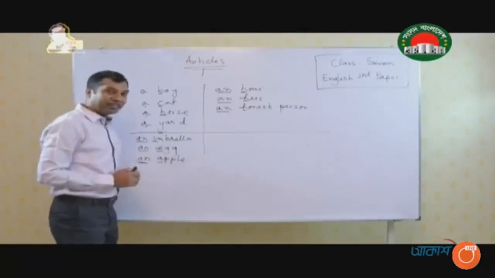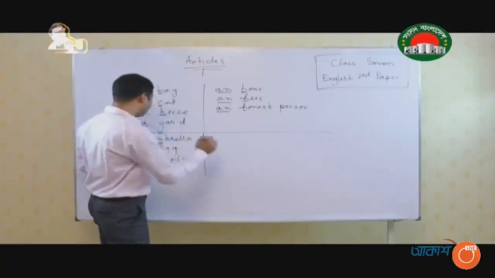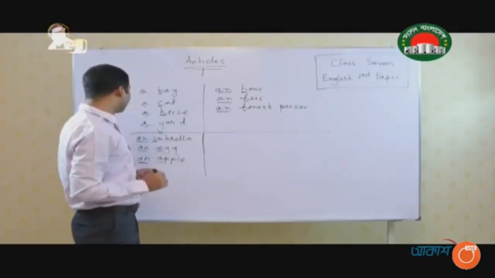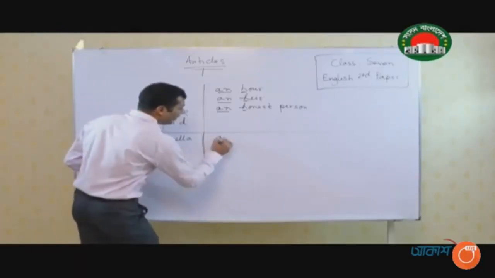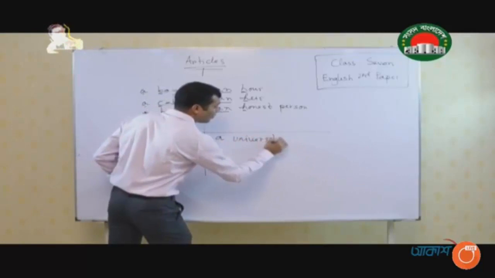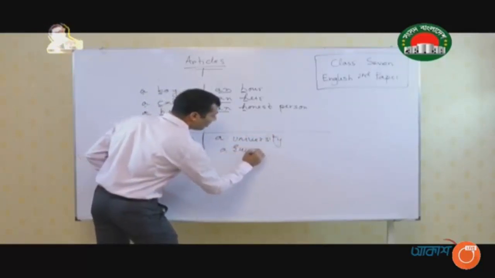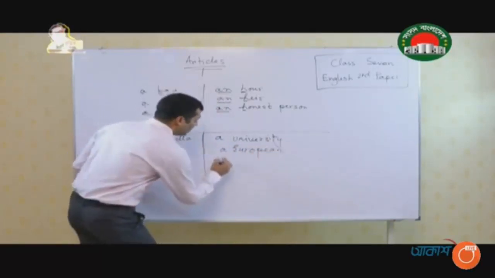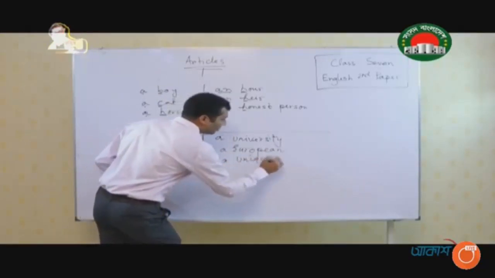But here is a difference. The initial letter may be a vowel, but the word will take the article a. Why? For example, a university, a European, a unique position.